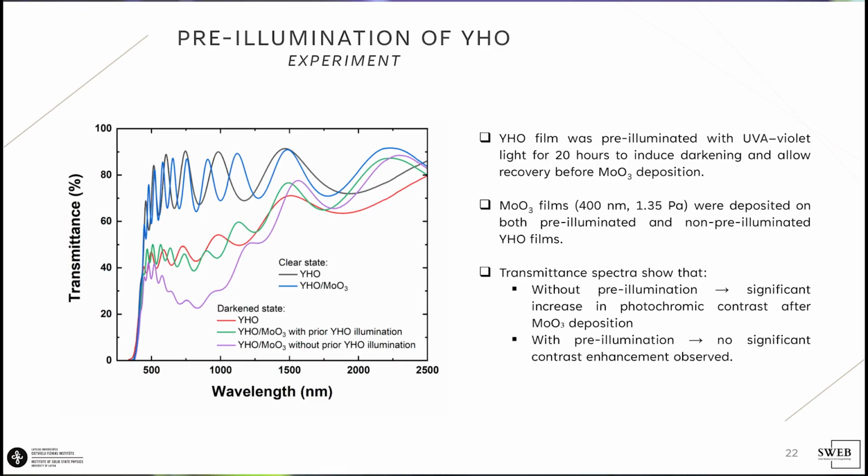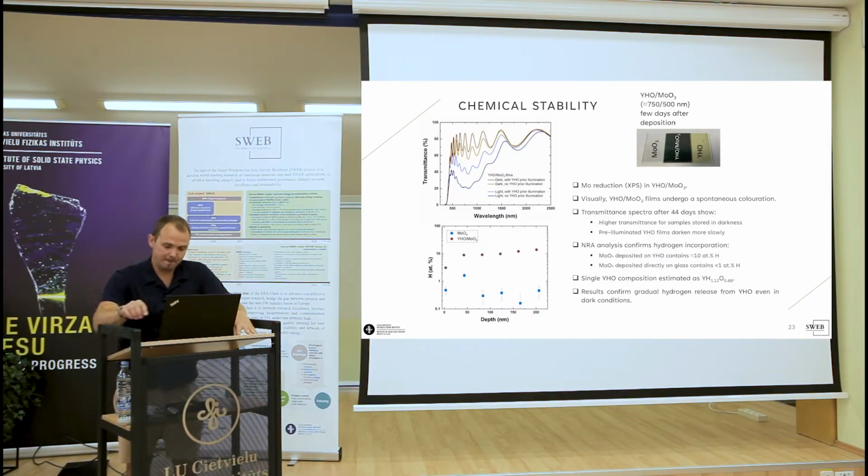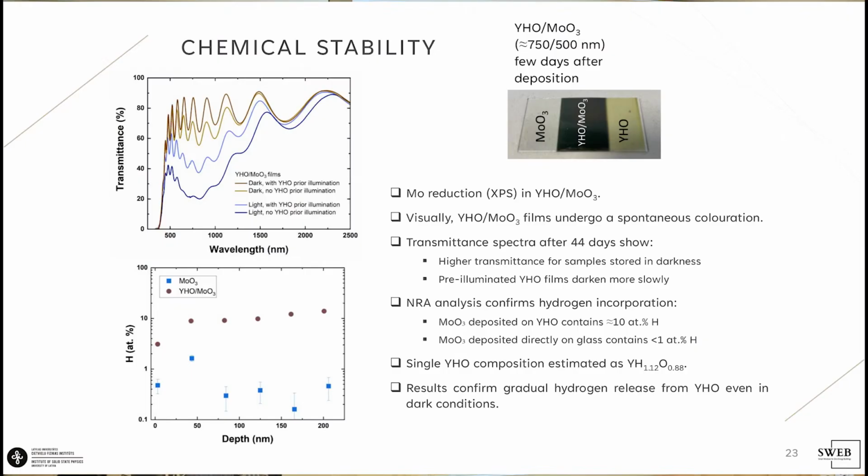The violet curve is the usual case. So indeed, most of the hydrogen is released in the first illuminations. And now about stability, or chemical stability. For one sample that we produced, molybdenum trioxide was 500 nanometers thick. After a couple of days, we observed it darkens by itself in just ambient lighting conditions in the room.